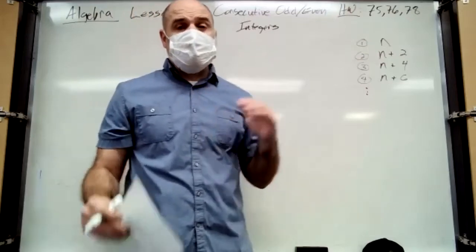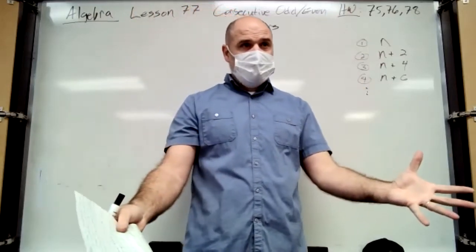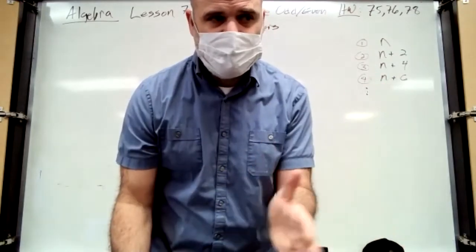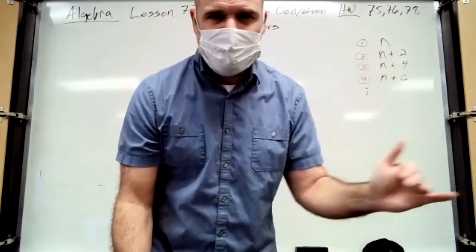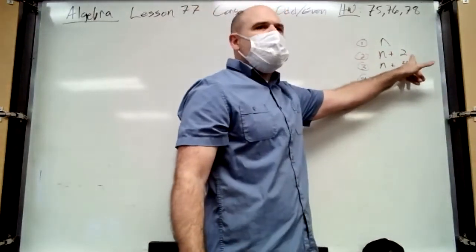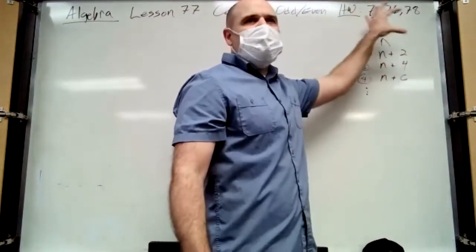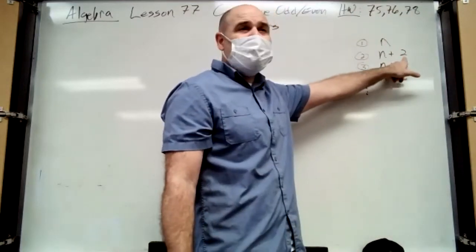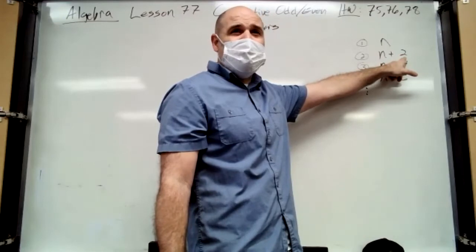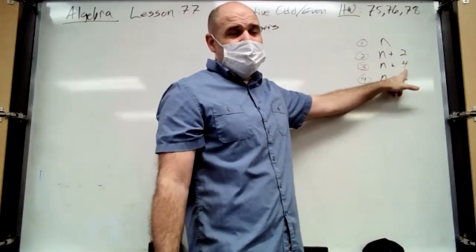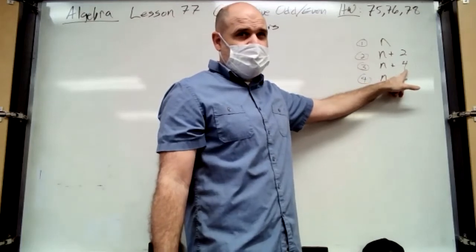So let me say this again. Doesn't matter if it's odd or even. Consecutive odd or even numbers are n plus 2, n plus 4, n plus 6. Even though these numbers are even, it doesn't mean that your numbers are going to be even. You're just adding 2. When you add 2 to an odd number, it's another odd number. When you add 4 to an odd number, it's another odd number. Okay? So get that in your head.